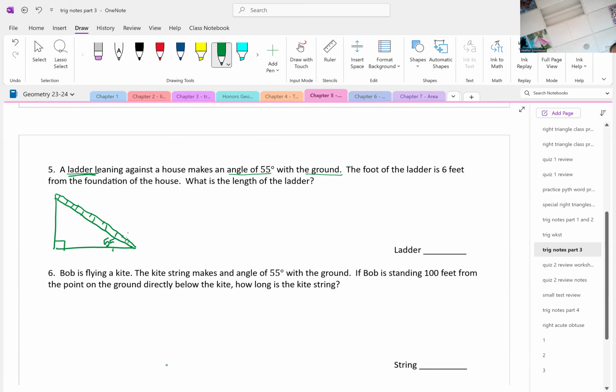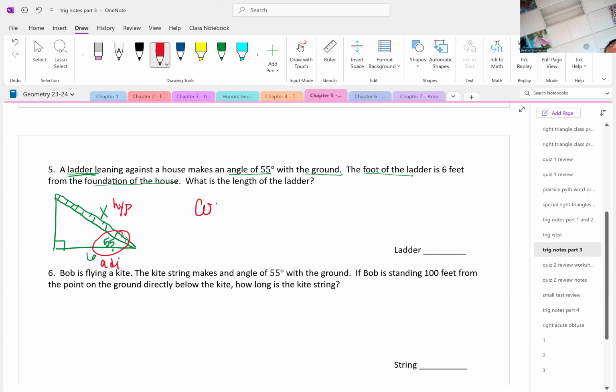It's 55. All right, then it says the foot, which is the bottom of the ladder, is 6 feet from the foundation of the house. That's the bottom of the house. So the bottom of the ladder to the bottom of the house is 6 feet. We want to find the length of the ladder, so we're finding this measurement. All right, so looking at my angle measure, this is adjacent and this is hypotenuse.